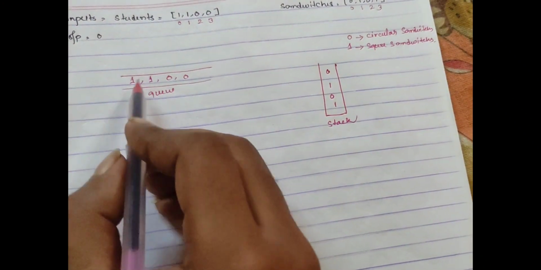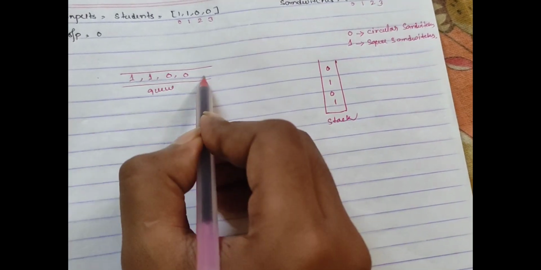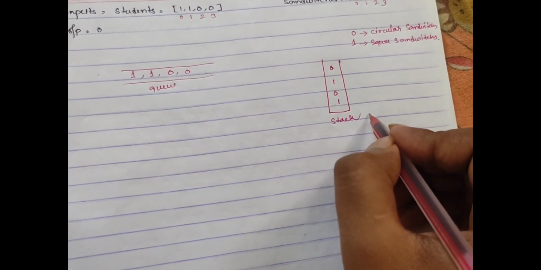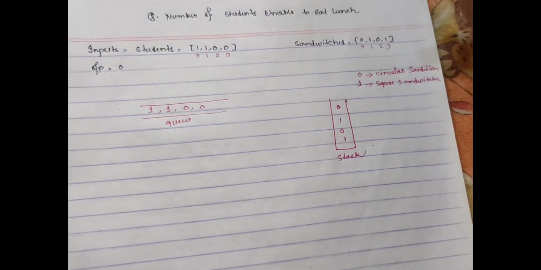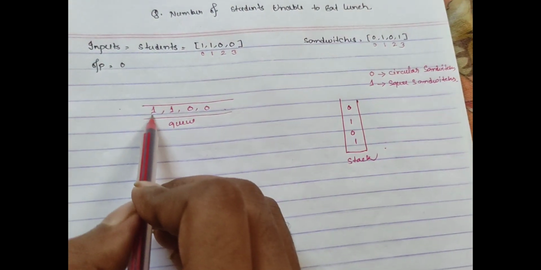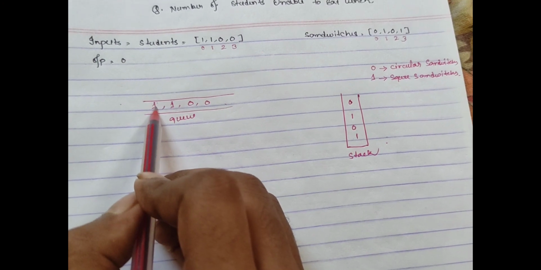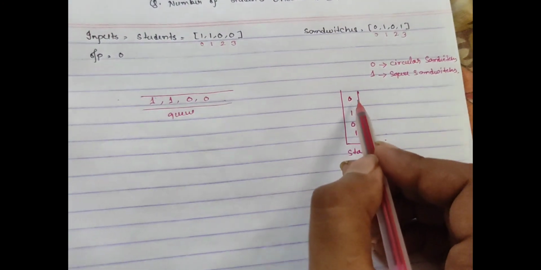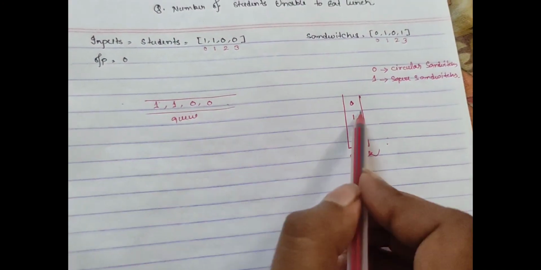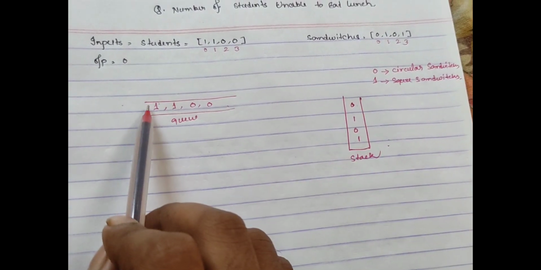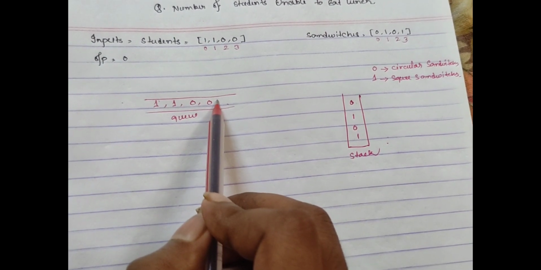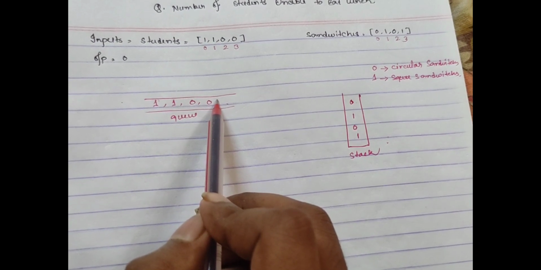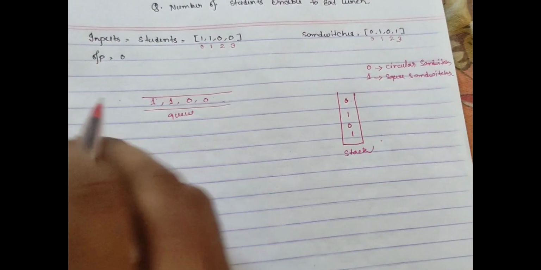The students' total size is the same as the sandwiches' total size. You just check whether the first element of the students is the same as the first element of the sandwiches or not. If they are not the same, you just pop it and push it to the back of the queue.